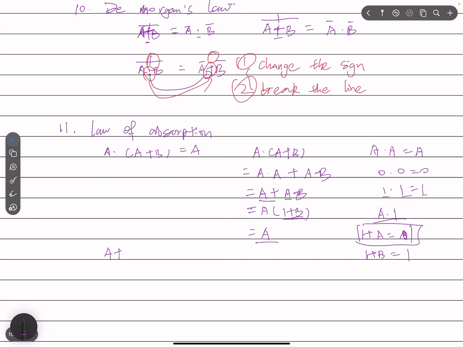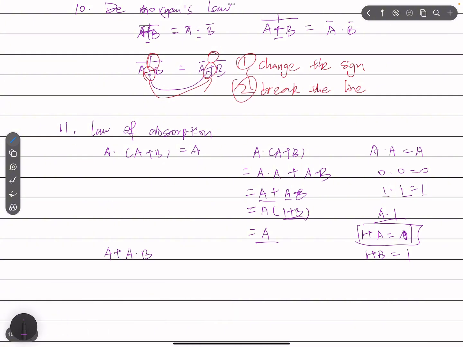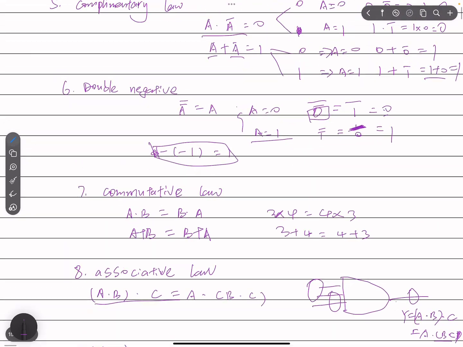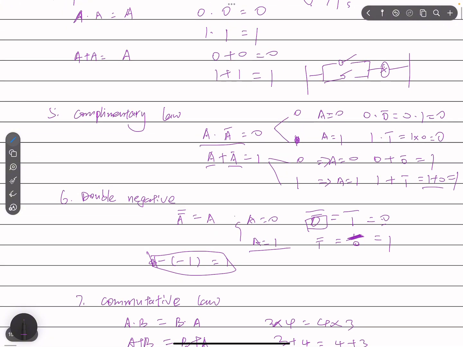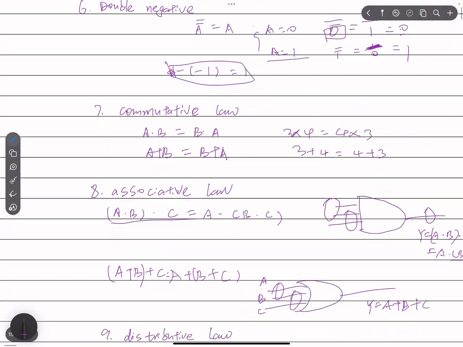And same thing for the addition form, A plus A times B. We just did this one from here, so it'll be just A itself. So these are the common laws, or the common theorems and formulas, we use in order to simplify the logic gates.